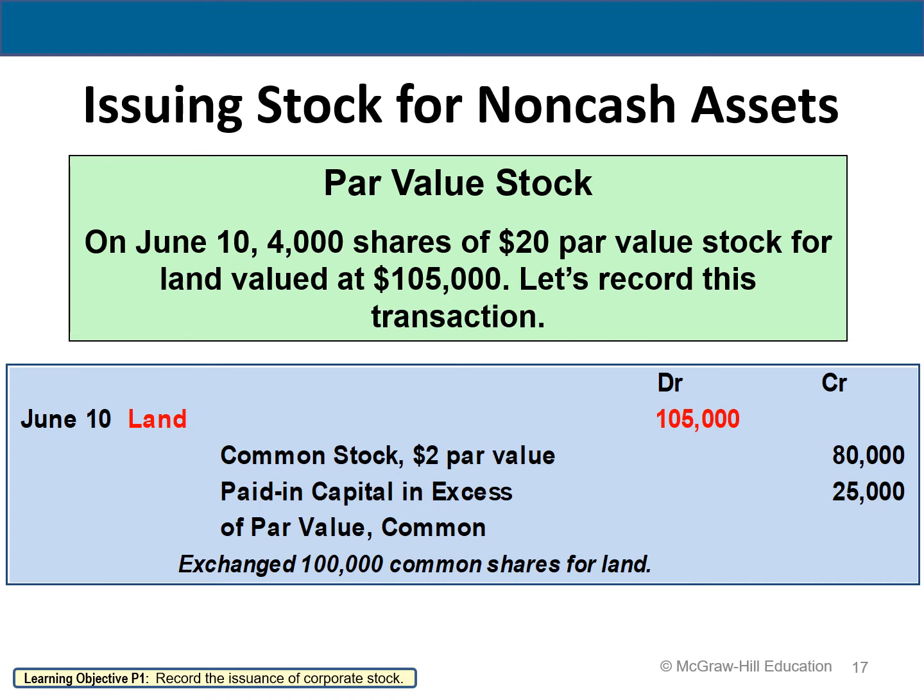And then the difference, or the plug, in order to make our debits equal our credits, is going to go to paid in capital in excess of par. And so that's the $25,000 that you need to make your debits and credits balance. Okay.